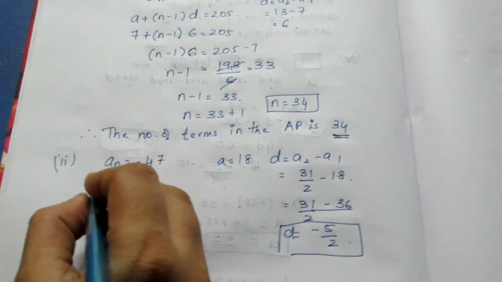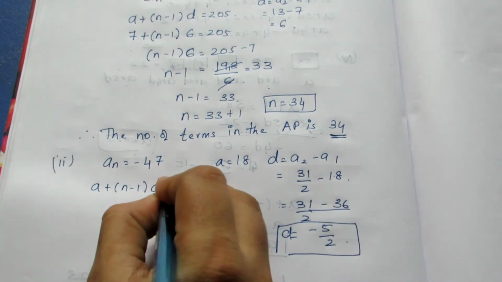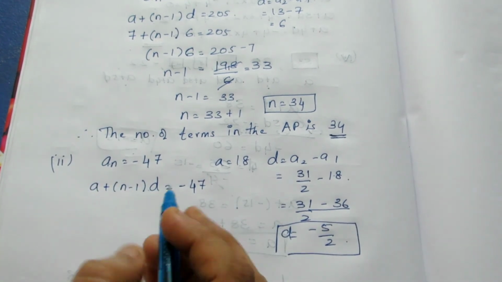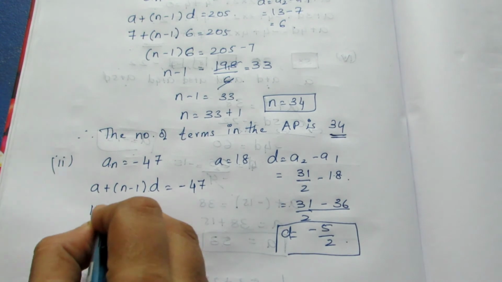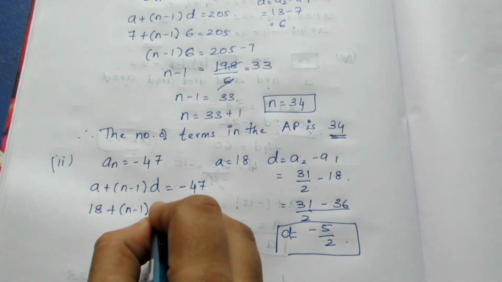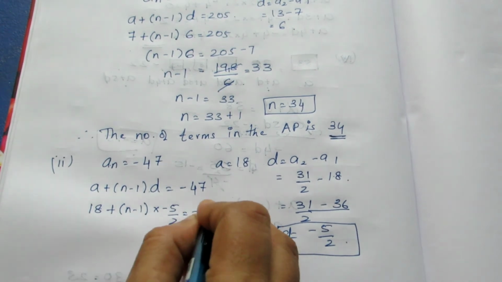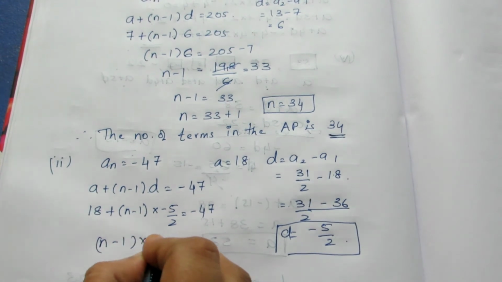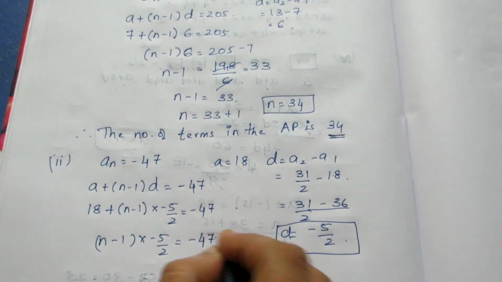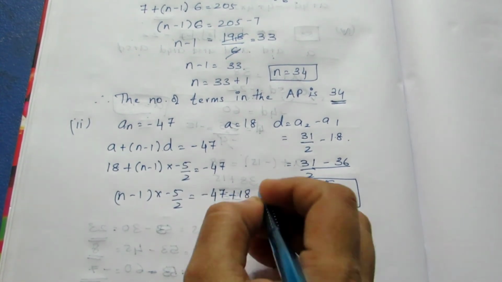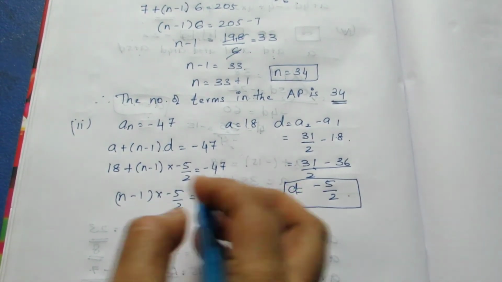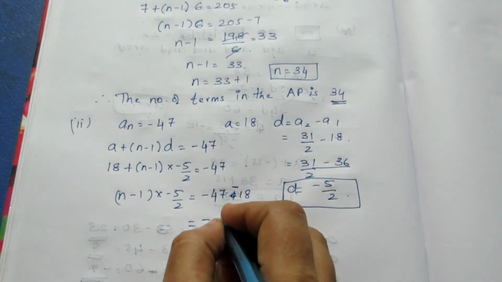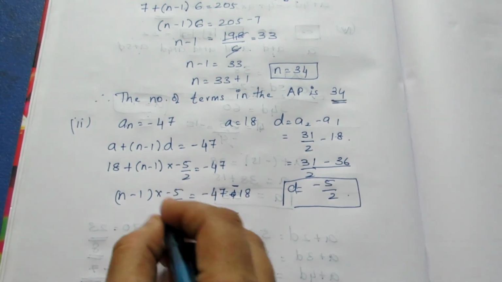Substitute in the formula a plus n minus 1 into d. An formula is a plus n minus 1 into d, which is equal to minus 47. Instead of an, I am substituting the formula. We know a is 18, so 18 plus n minus 1 into minus 5 by 2 is equal to minus 47. Bring 18 to this side. N minus 1 into minus 5 by 2 is equal to minus 47 minus 18, because plus 18 comes to this side as minus 18. I need to add because of 2 minus signs. It becomes minus 65.